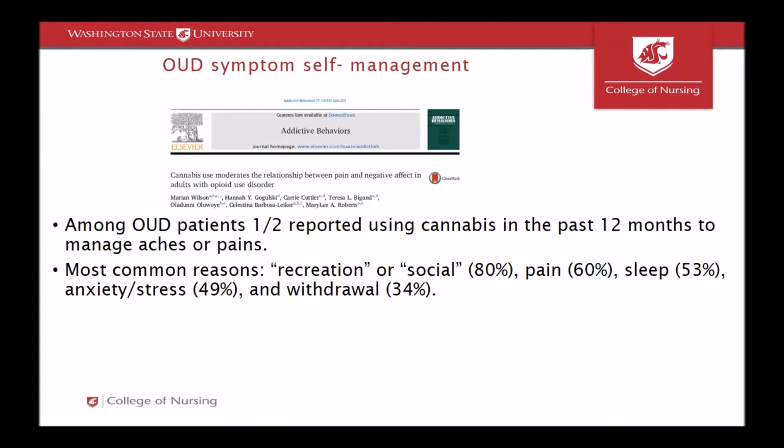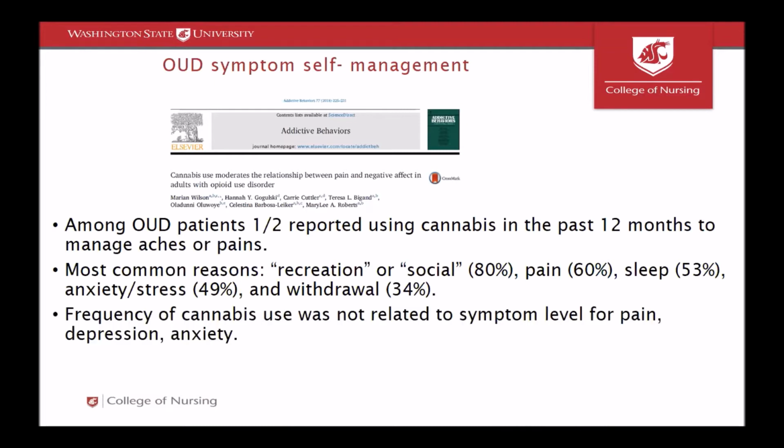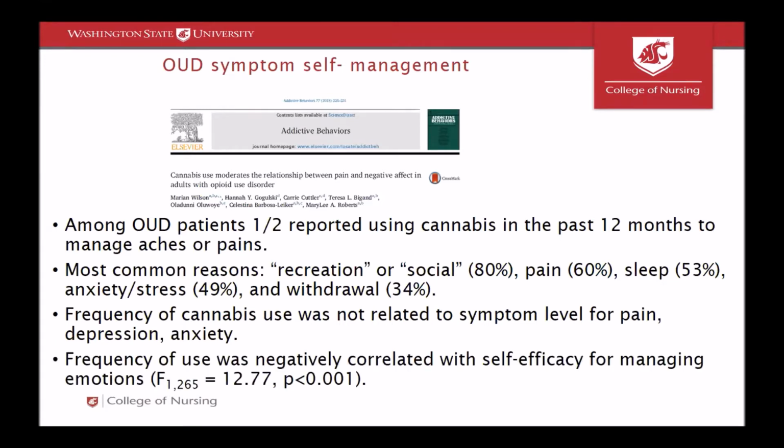So you'll see the most common reasons that they were using cannabis was for recreation or social, but then also for pain, sleep, anxiety, stress, and withdrawal. We did find that the frequency of cannabis use was not related to their symptom levels. So it didn't necessarily mean that the more you use cannabis, the less pain you would have or the less depression or anxiety. We didn't see any relationship there. But we did see that the frequency of use was negatively correlated to this concept of self-efficacy for managing their emotions. So it seemed to suggest that for some, they're really using cannabis as a solution for a cluster of problems: pain, sleep, anxiety, withdrawal.